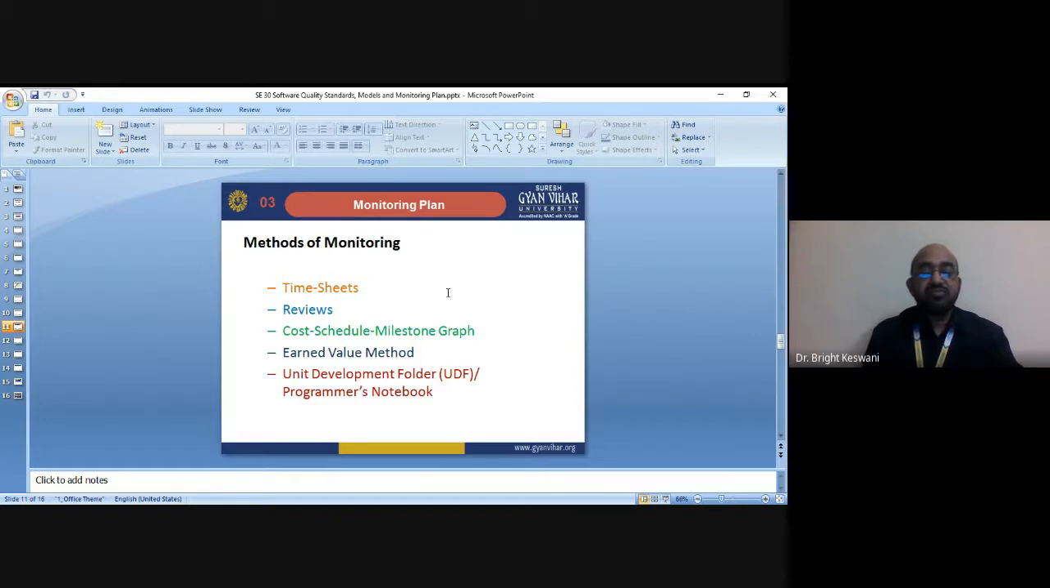Second is review. Review means what? Review means view again and again the same thing. For what purpose? To establish the quality in the software. So the review can provide a wealth of information.